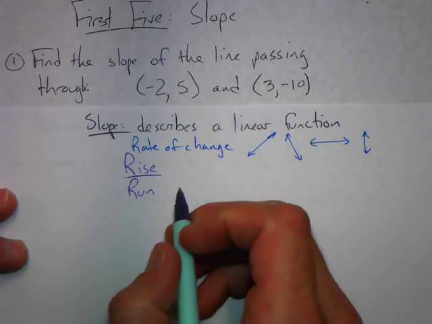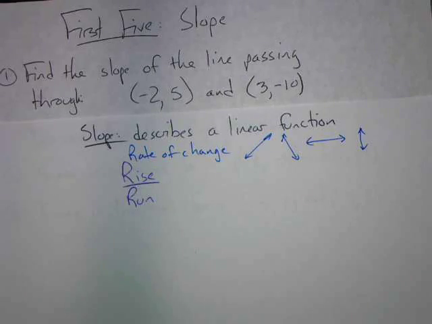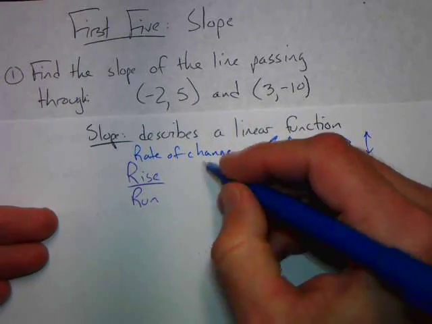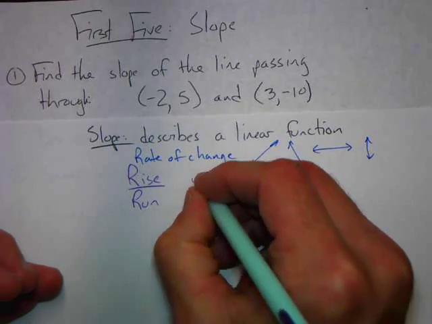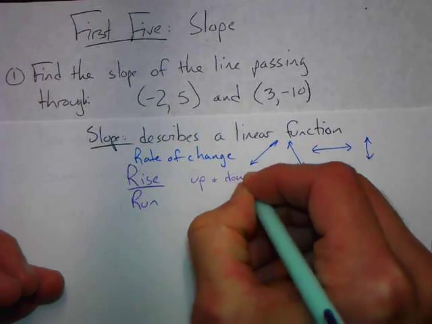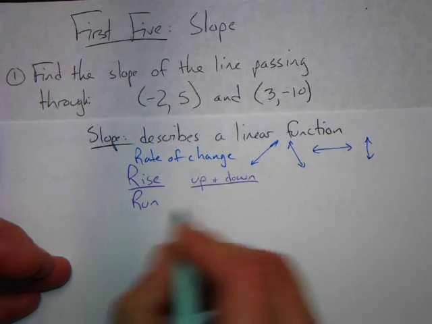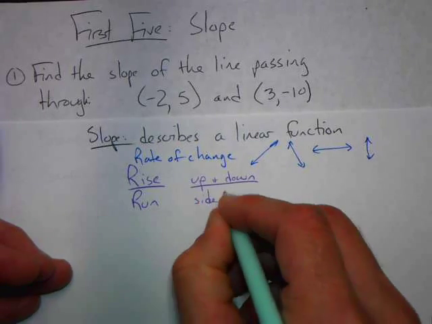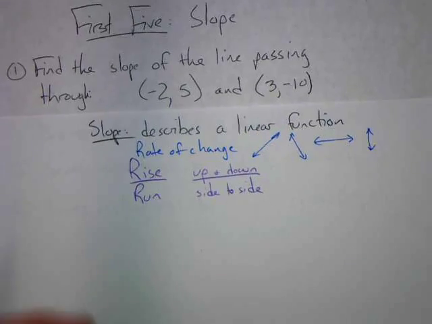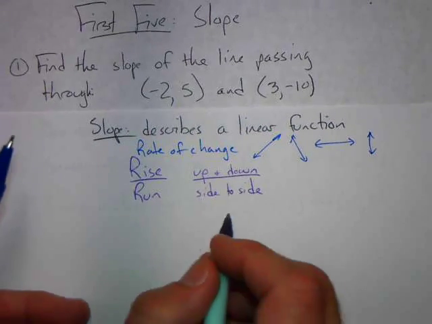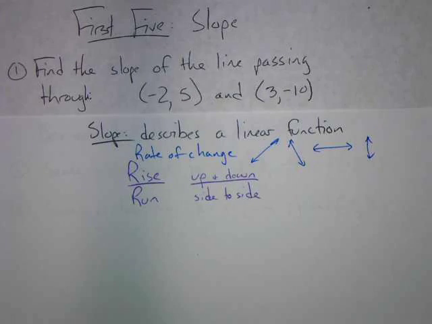And when we talk about rise over run, we have to figure out, well, what does that mean? Rise, of course, being how far something goes up and down. Rise goes up and down. And then the run being how something goes from side to side. So when we think in terms of slope, we think of rise over run, going up and down over going side to side.